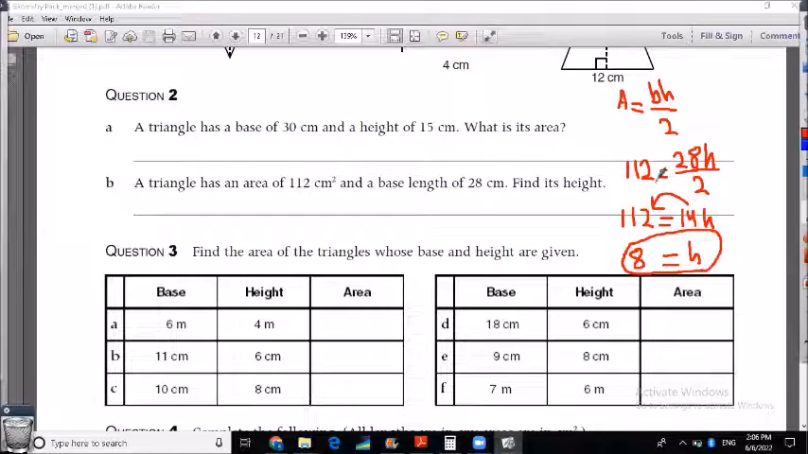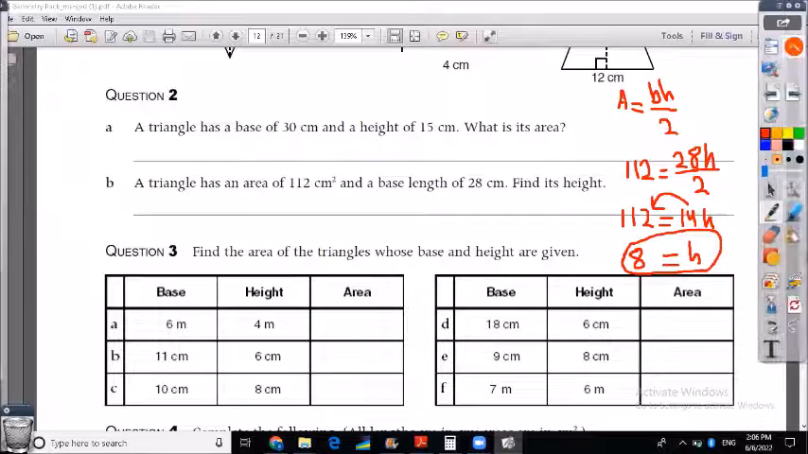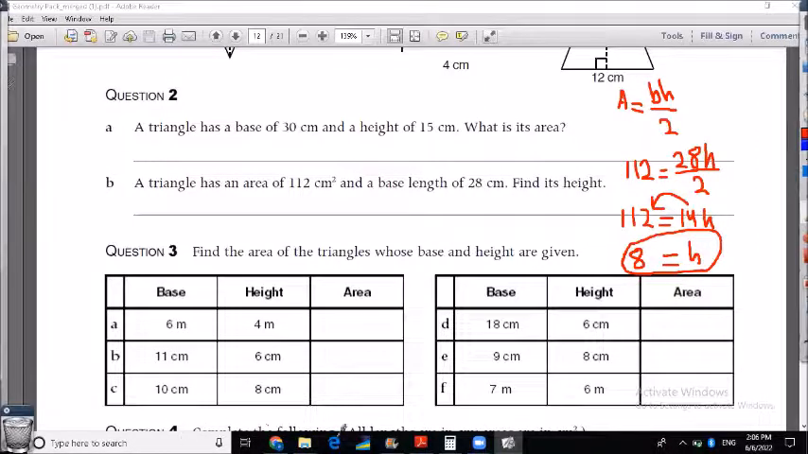The same technique is going to be followed in the other questions down there. They're not on the screen right now, and I cannot go down right now. Just write A equals BH over 2. Write the area itself, write the base or the height, whatever you have, and then start dividing. 28 divided by 2 is 14. Get rid of the 14, exactly as if you're solving an equation in an algebra lesson. And then h is 8 centimeters.